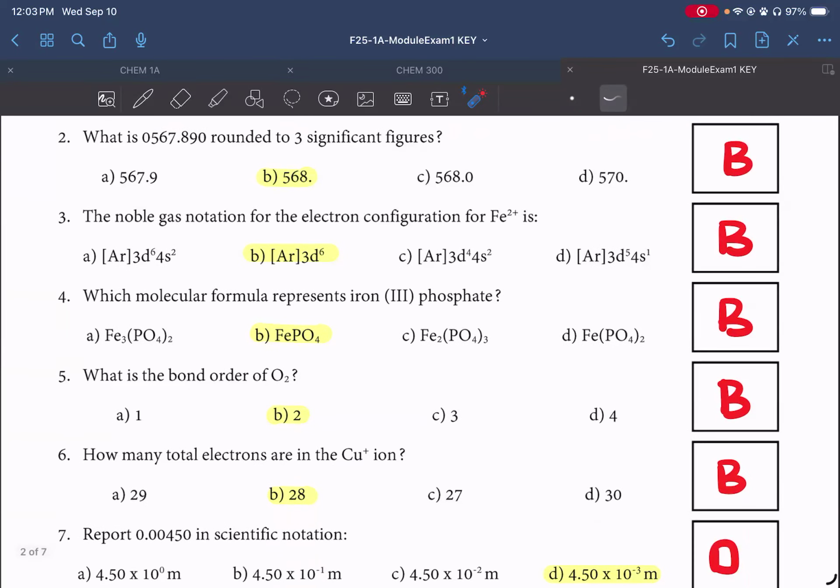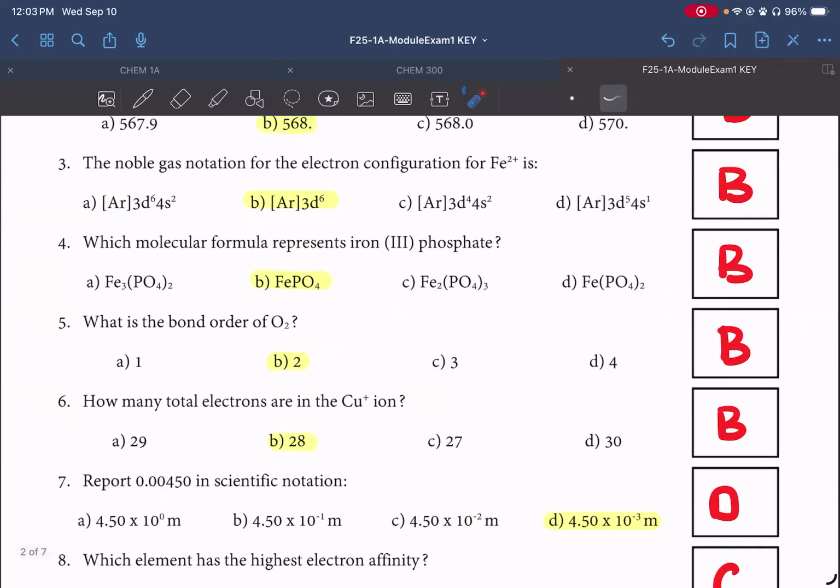Noble gas notation, a lot of people had incorrectly put A as an answer. Maybe you just didn't realize that you needed to remove the 2 electrons based off the 2+. For iron 3 phosphate, some students incorrectly thought that the 3 just referred to the amount of ions present, not specifically the charge. If you did recognize the charge, you'd get 3+ and 3-, 1-to-1 ratio.